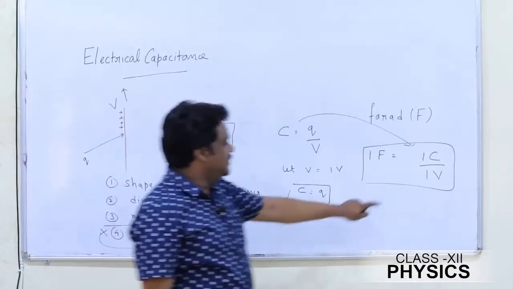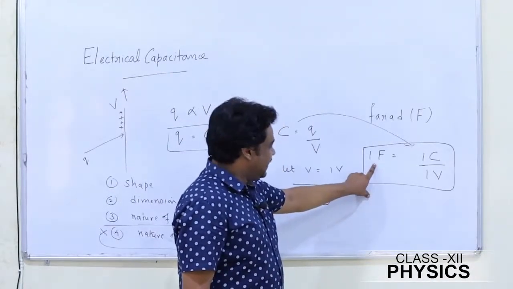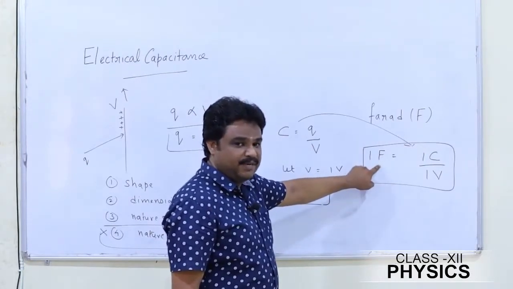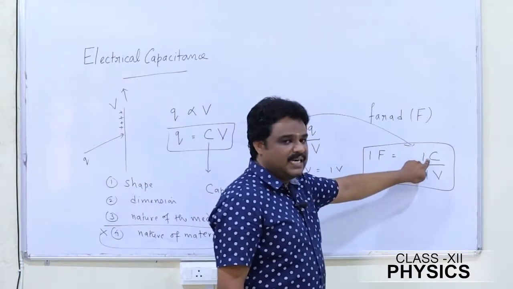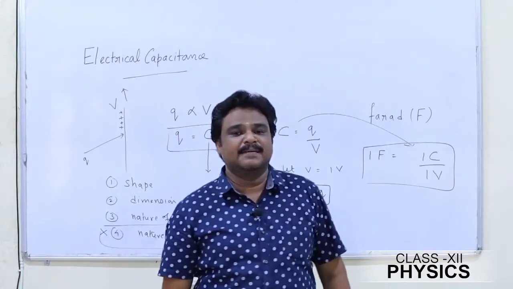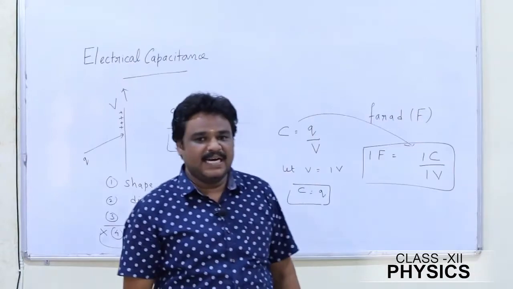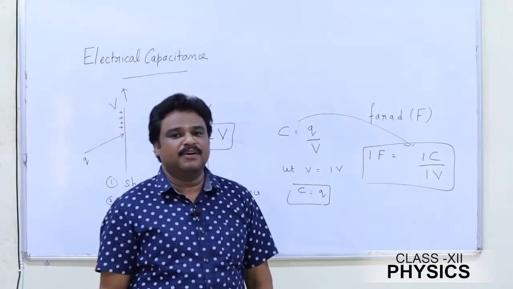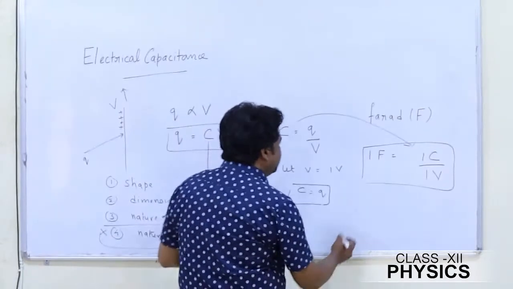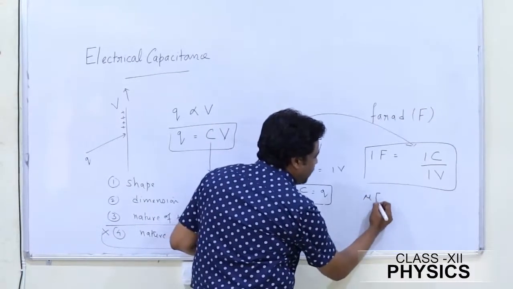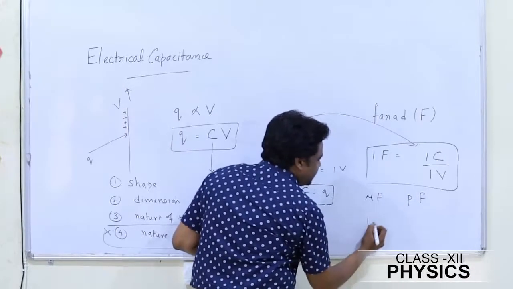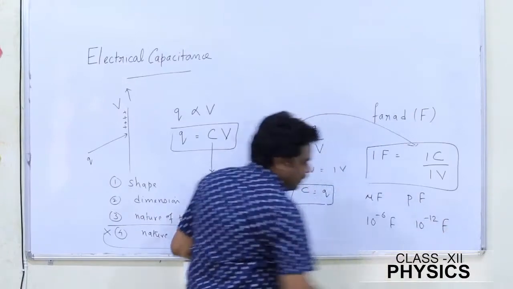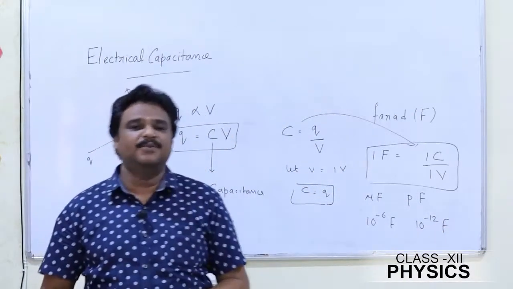So how can we put it in words? The capacitance of a conductor is said to be 1 farad if 1 coulomb of charge raises the potential of the conductor by 1 volt, and that becomes the definition for farad. Similarly, while doing numericals, we come across microfarad and picofarad. Microfarad stands for 10 power minus 6 farad and picofarad stands for 10 power minus 12 farad. These values will be helpful while doing numericals.